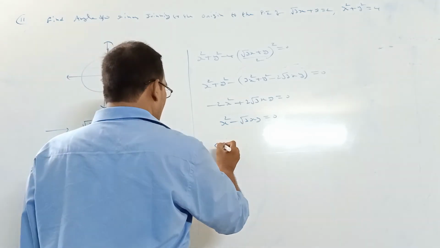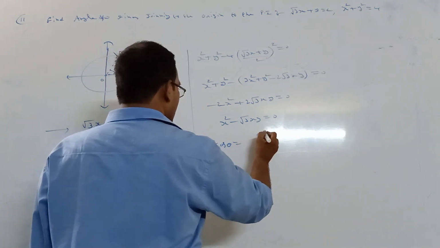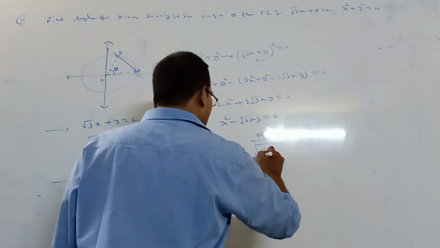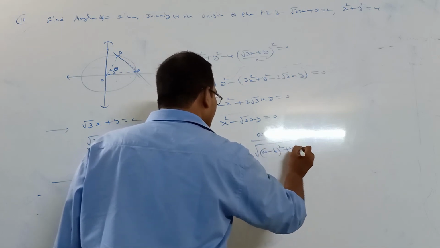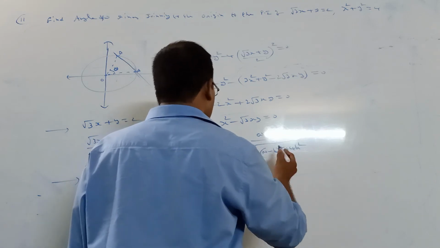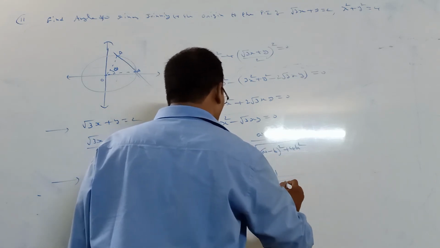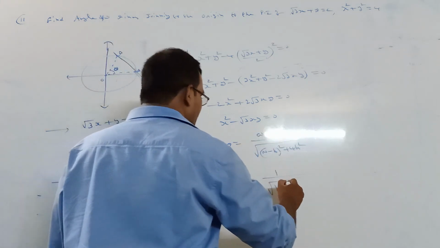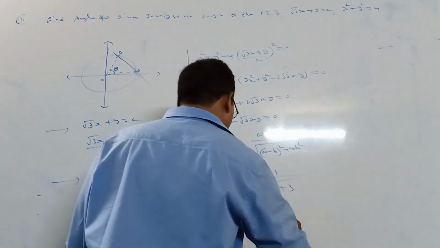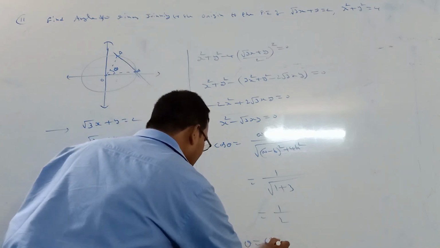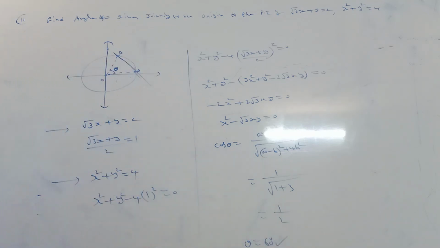So apply the cos theta formula: a plus b by under root of a minus b whole square plus 4h square. A is 1, b is 0. So 1 by under root of 1 plus 4h square, where h is minus root 3, 4h square means 3. It is 1 by root 4, that means 1 by 2. Theta equal to 60 degrees. In this question, the angle should be 60 degrees.